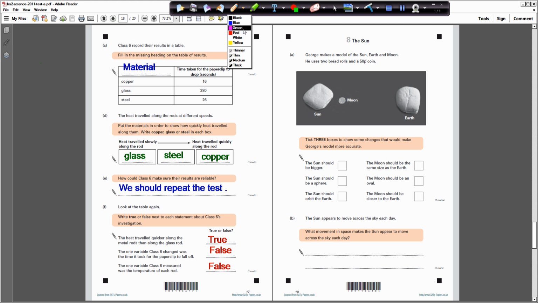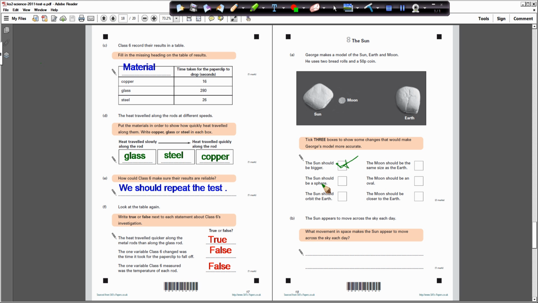Hang on 1 second, let me get my pen. No, it's the same size as the earth. So that is absolutely true. Okay, what about the moon should be the same size as the earth, is that right? No, the moon is small compared to the earth.